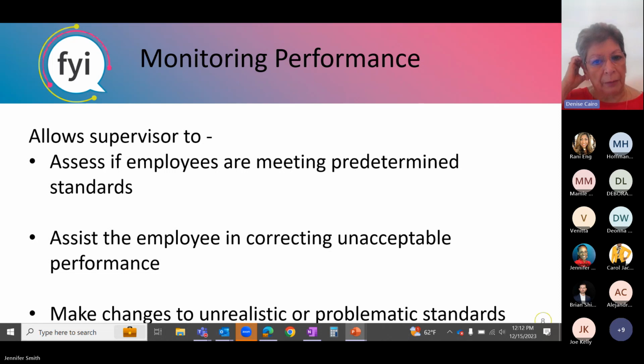Sometimes when we set those standards in the beginning of a performance year, we might be setting a new standard and we don't understand that the work is more complicated than we expect it to be, and therefore the standard becomes unrealistic. So monitoring the performance during the course of the year helps us to fix these things. Next slide, please.